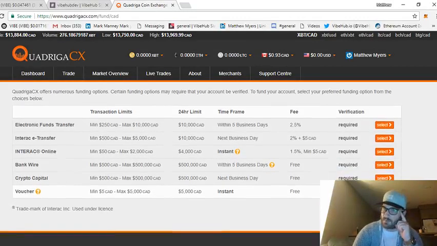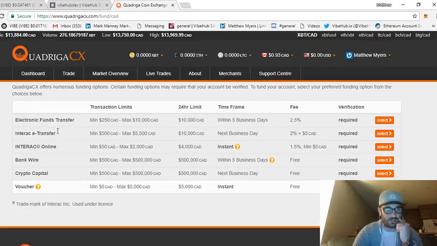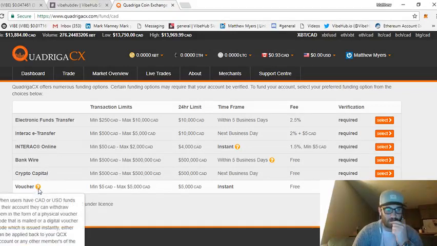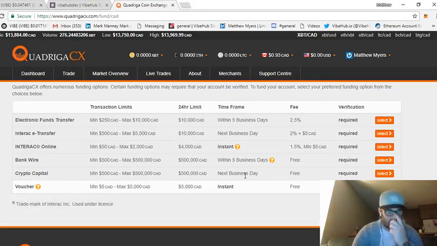and then all the options will show up here, like electronic funds transfers, email transfers, your debit card, bank wire, crypto capital, or a voucher. A voucher is something you can get at like a gas station, and they give you like a PIN number. It's kind of not great, but it's all right, and it's free. They don't charge you any fees. So probably for the first time, your best bet would be an Interac e-transfer. So you just select this.